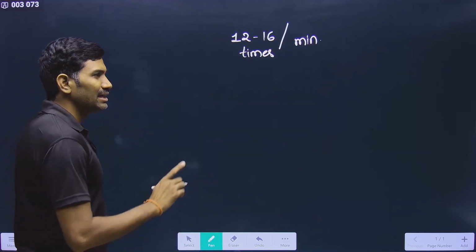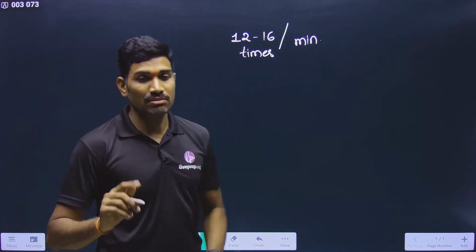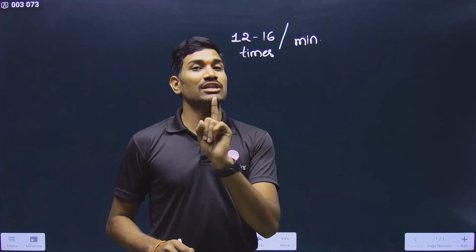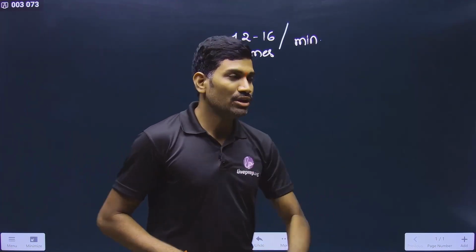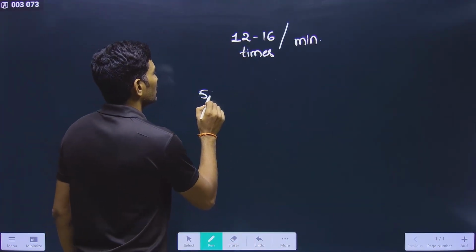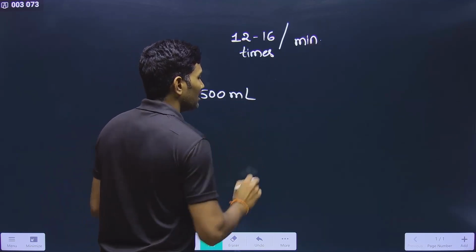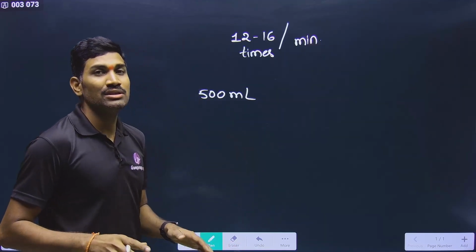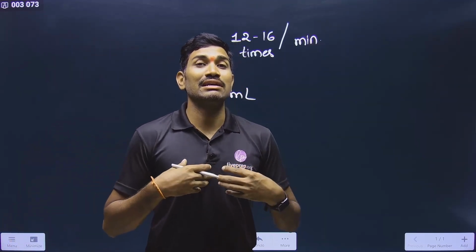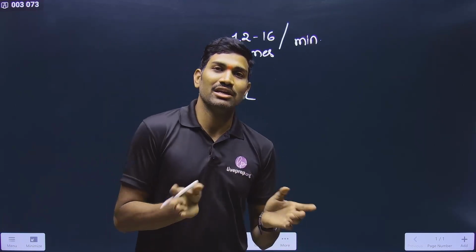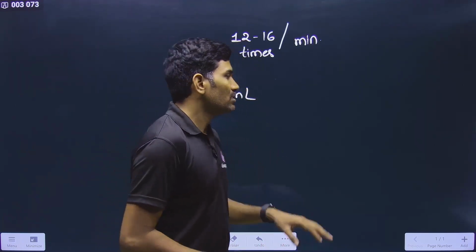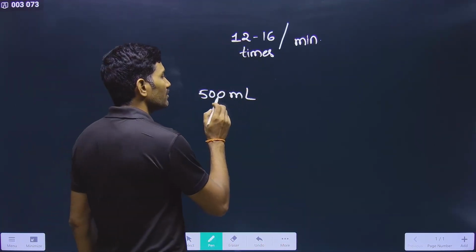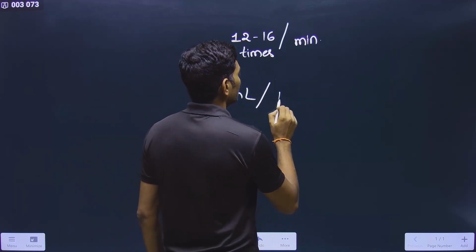So here, in one breath, please remember, either inspiration or expiration, any one you need to calculate. Any one you are taking, how many? It is approximately 500 ml. All these are approximate values only, because different individuals have different lung capacities, and accordingly the volume will be variable. So that's why we are taking average values here. 500 ml per breath.